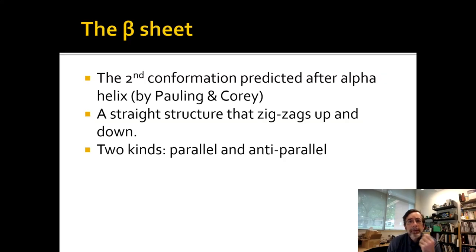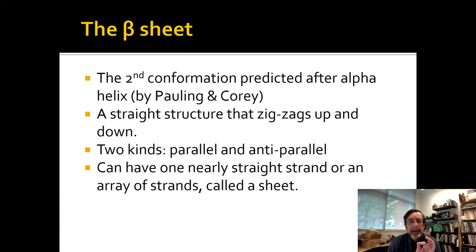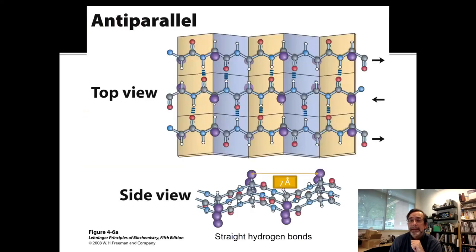There are two kinds of strands, they can be parallel or they can be anti-parallel. And just remember, a strand by itself is not really a secondary structure because it does not have repeating hydrogen bonds. Secondary structure that is held together by repeating hydrogen bonds only happens when you have two or more strands in a sheet. This is what an anti-parallel looks like.